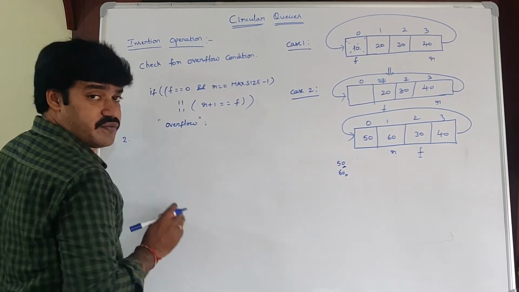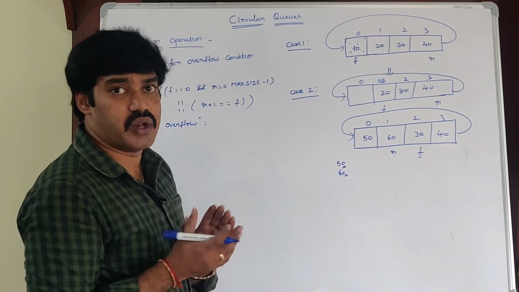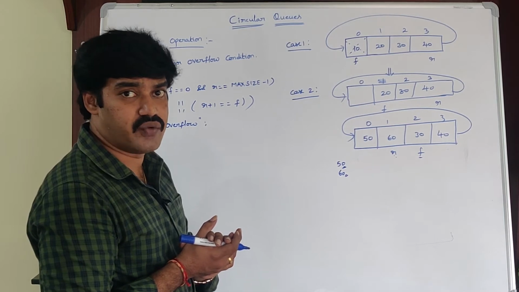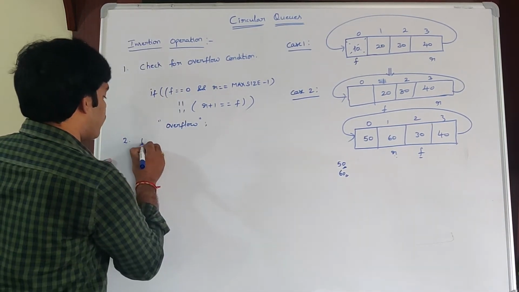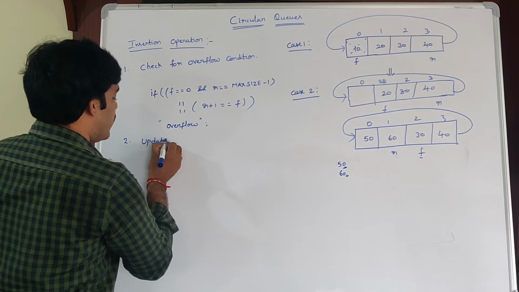Otherwise, if the circular queue is not full, then update the REAR pointer. Update the REAR value.